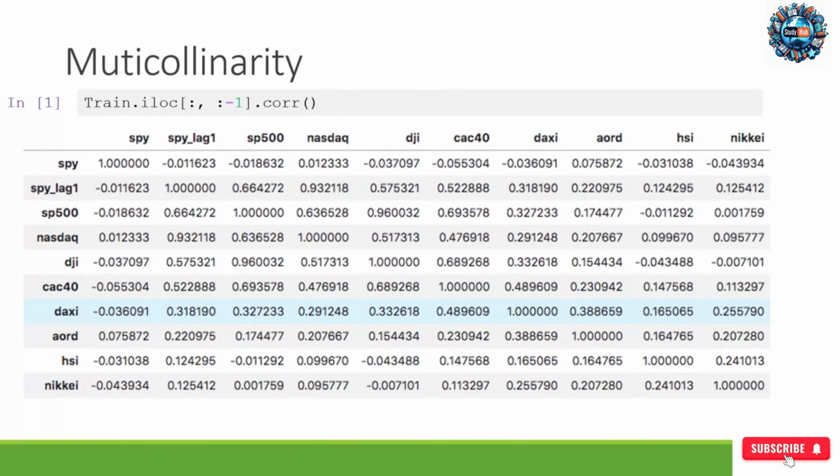Multicollinearity refers to a situation in which two or more predictors in a multiple regression model are highly linearly related. One predictor can be predicted from the others with a substantial degree of accuracy, and it is typical for our model since all indices of different markets are correlated. Multicollinearity does not reduce predictive power. In this situation, the coefficient estimates of the multiple regression may change erratically in response to small changes of data.